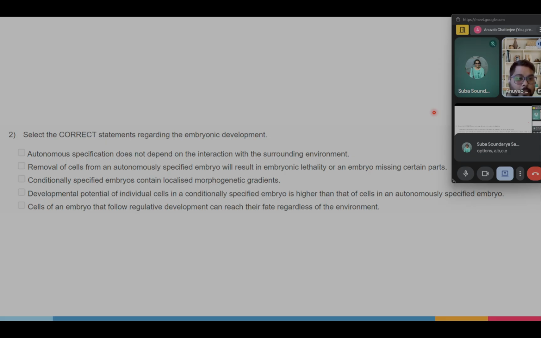Okay, Suba answered that the options are A, B, C, and E. A is autonomous specification does not depend on the interaction with the surrounding environment. B is removal of cells from an autonomously specified embryo will result in embryonic lethality or an embryo missing certain parts. C is conditionally specified embryos contain localized morphogenetic gradients, and E is cells of an embryo that follow regulative development can reach their fate regardless of the environment. Okay, so let us quickly go through the concepts behind it and get back to the answers.